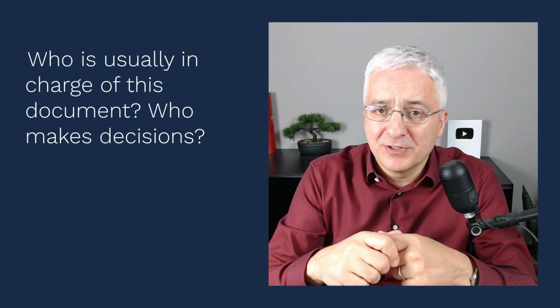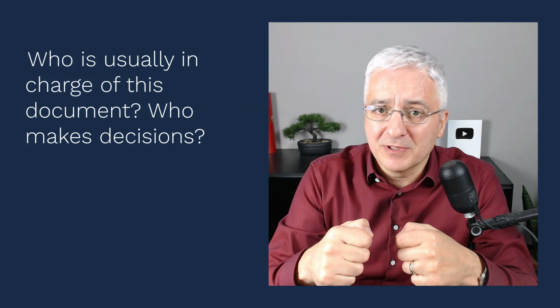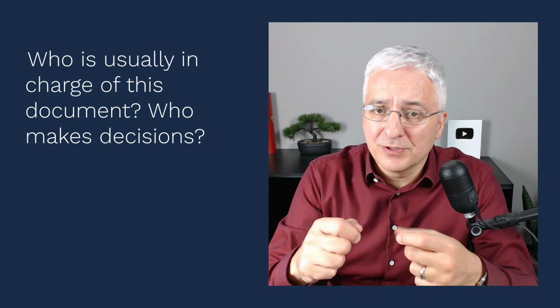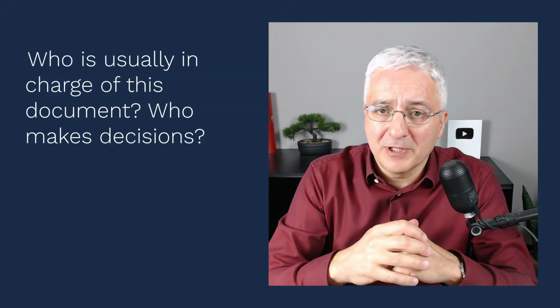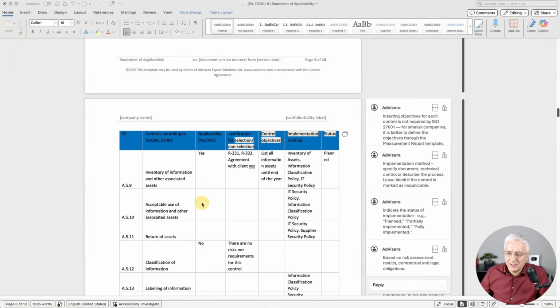Next question is who is usually in charge of this document and who makes the decisions about which controls are applicable and which are not. Usually it's a security officer or anyone else who is in charge of security in your company. This person is usually responsible for this document because, again, as I mentioned, this is a crucial document. This is a central document for ISO 27001, and therefore the main person for security is or should be in charge of it.